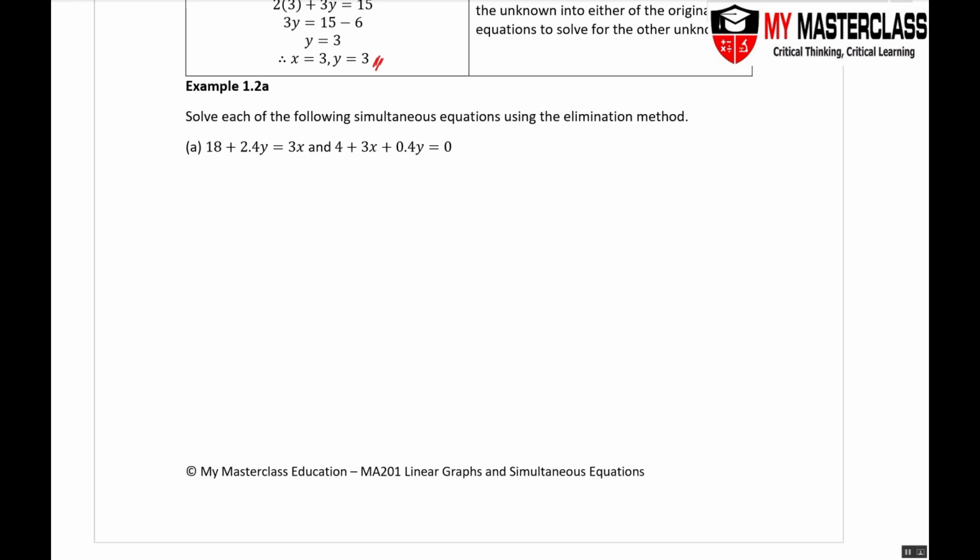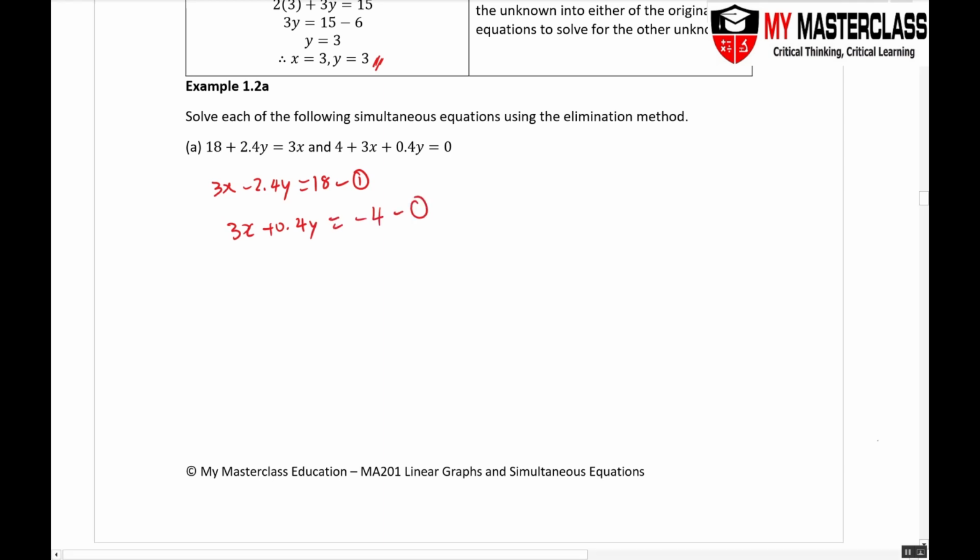Before we start, we're going to rearrange these variables. For the first one, I'm going to shift my 2.4y over, so I have 3x minus 2.4y equals 18. This will be equation 1. Equation 2 is given to you as 4 plus 3x plus 0.4y equals 0, so I'll just shift over the 4. I'll write 3x plus 0.4y equals minus 4.